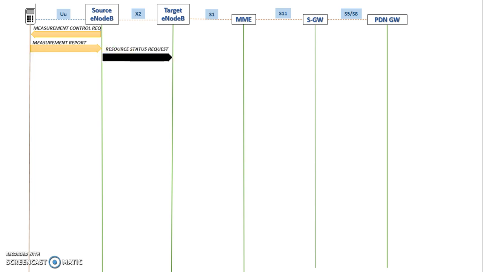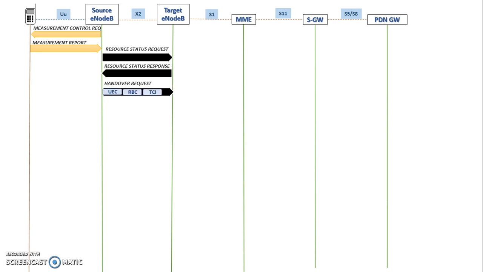Then a resource status request message will be sent from the source eNode B to the target eNode B to get the load on the target eNode B. The target eNode B will reply with a resource status response, which assists the source eNode B in making the handover decision.